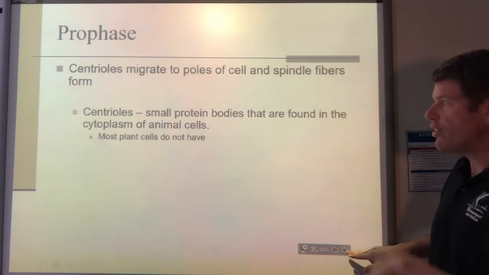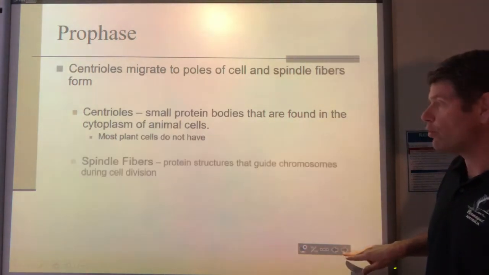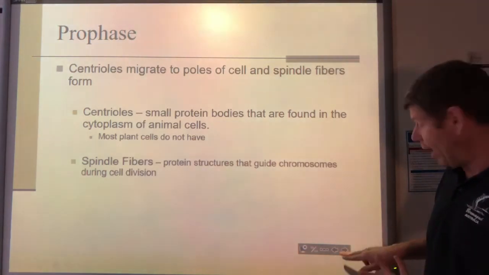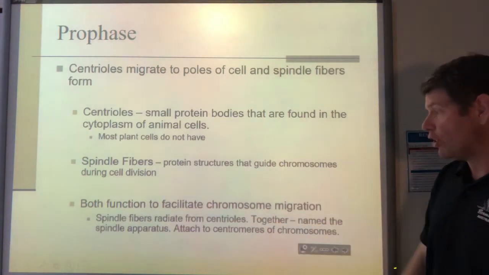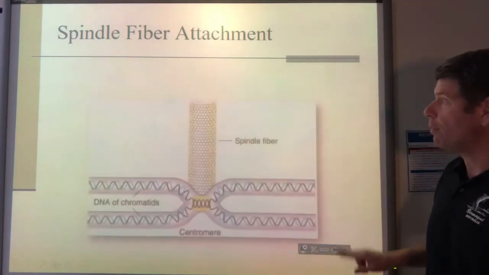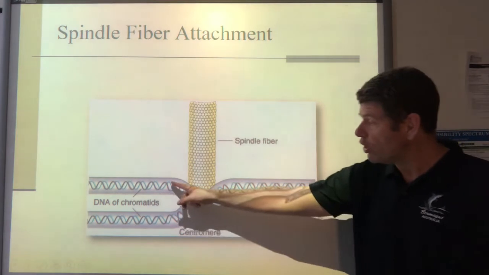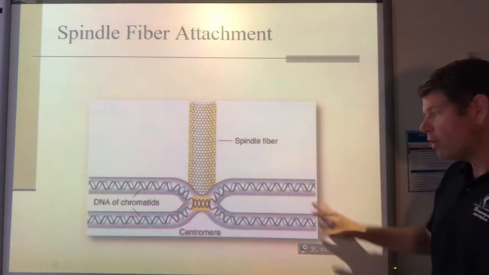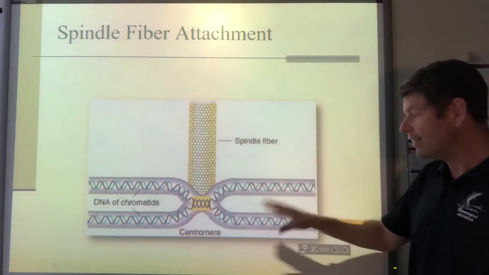So we talked about the centrioles. Plant cells do not have or need the centrioles. The spindle fibers are protein structures, and they act as guide wires. And they facilitate chromosome migration, or the moving of the chromosomes. So the spindle fibers need to attach to those centromeres. Remember, the centromeres join the two sister chromatids. Remember, it's all your DNA. It's just DNA nicely packaged up.